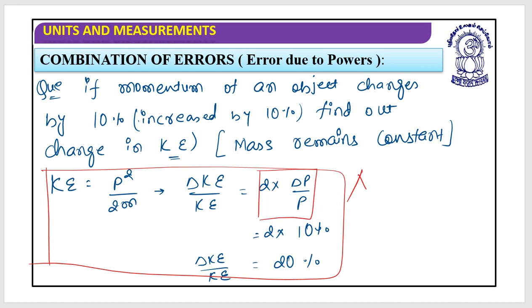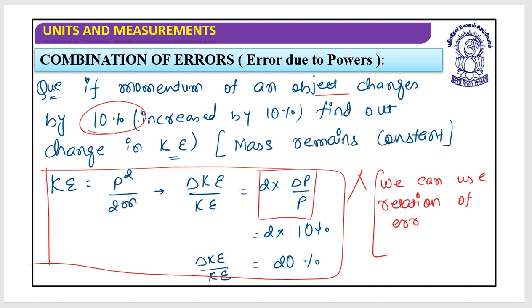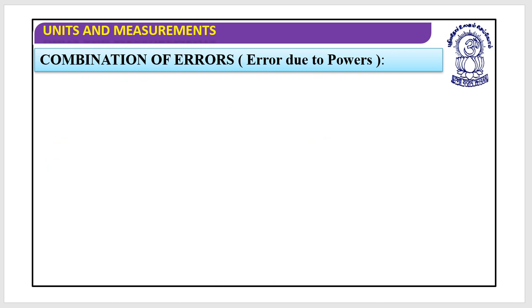Now rethink and go through the data one more time. What they have given is that the momentum of the object changes by 10 percentage. We can use the relation of error up to 5 percentage only. Yes, so this is absolutely incorrect. Yes, do not make a mistake. So now let's look at the correct numerical.